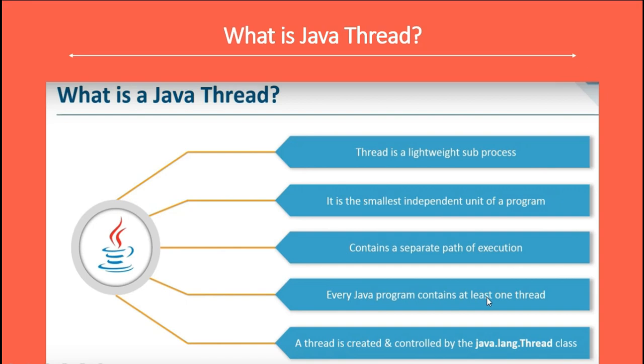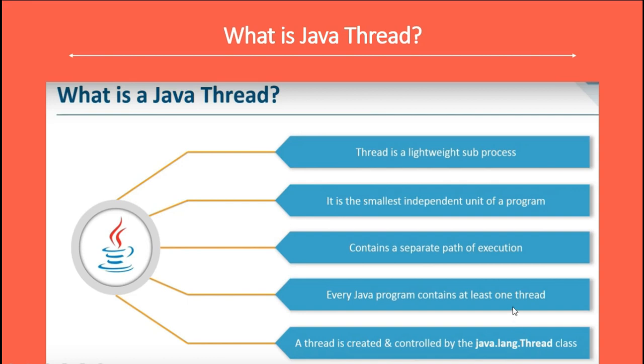Every Java program contains at least one thread. For example, if you write a Java program with a main method, then the main method is our main thread. And you can create child threads inside the main method, which we will see in the example section. A thread is created and controlled by the Thread class. In Java we have two ways to create threads. The first way is implementing the Runnable interface, and the second is by extending the Thread class. The Thread class itself internally implements the Runnable interface.